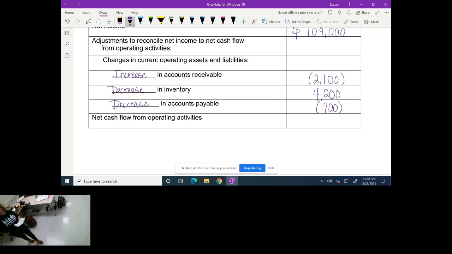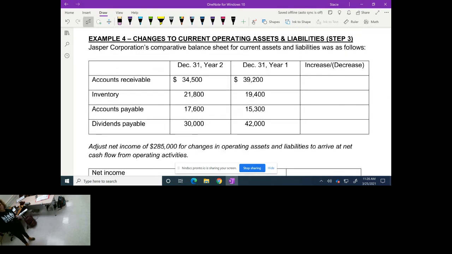Okay, so if we total all these up, we come back to 110 for net cash flows. What this is telling us is we had 109,000 in our net income, but when we added back and took away anything that was not cash related, we came back to 110,400 cash that came in from day-to-day stuff. Okay, so let's look at another one.